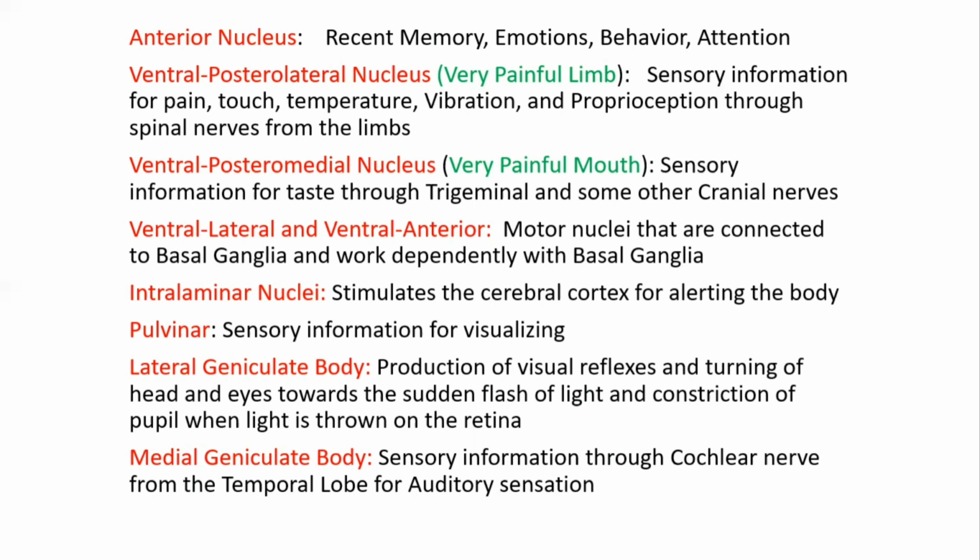And then the medial geniculate body is responsible for the sensory information through the cochlear nerve. You know, the cochlear nerve is part of one of the cranial nerves, the vestibulocochlear nerve. It receives that information from the cochlear part of the vestibulocochlear nerve, and the sensory information of auditory sensation, for the hearing sense, is referred from the temporal lobe to the medial geniculate body of the thalamus.